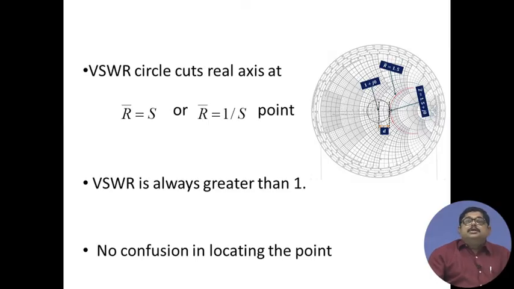VSWR is always greater than 1, so there is no confusion in locating the points. If you just read those 2 values of R, you will understand which one to take. The one with R bar value greater than 1, that we will have to take. The other will always be less than 1, guaranteed.